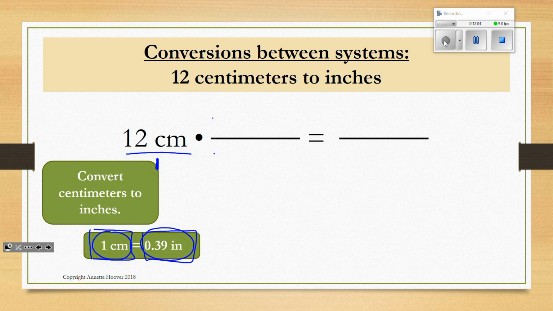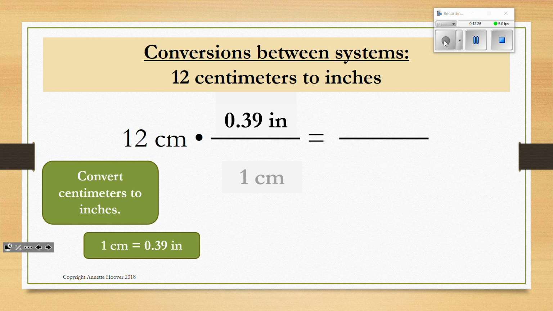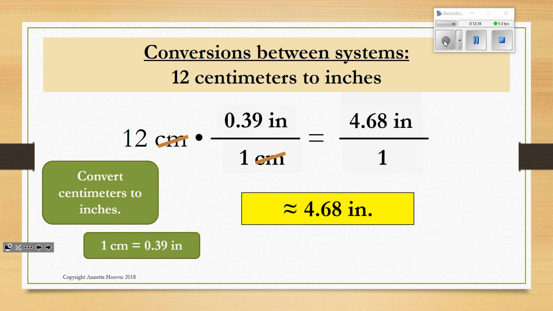Since centimeters is on top, we want to put centimeters on the bottom of this one. So we put the 1 centimeter. Then we cut and paste this, the 39 hundredths of an inch on top, and we're ready to multiply. So we just multiply 12 times 39 hundredths, and that's all we have to do that conversion. So there's our 39 hundredths of an inch equals 1 centimeter. We multiply across the top, and it's 4 68 hundredths of an inch.